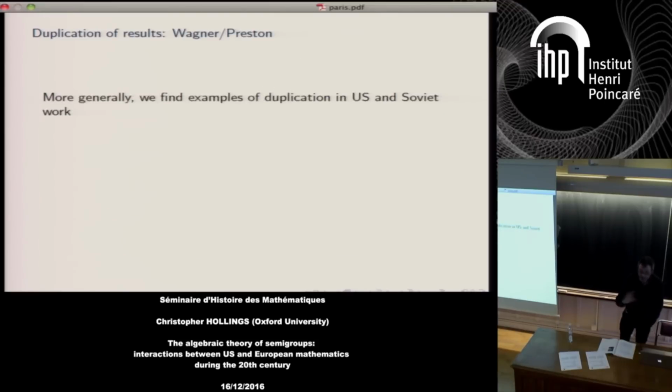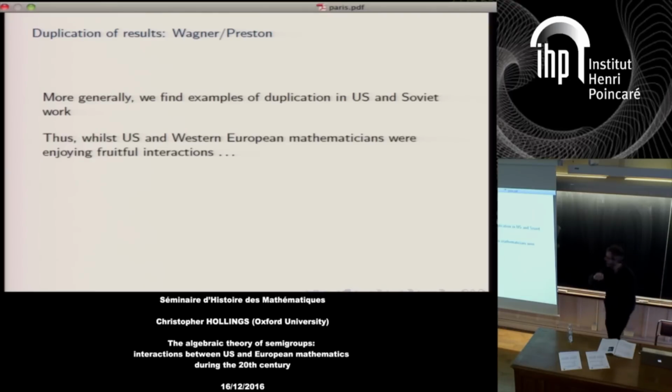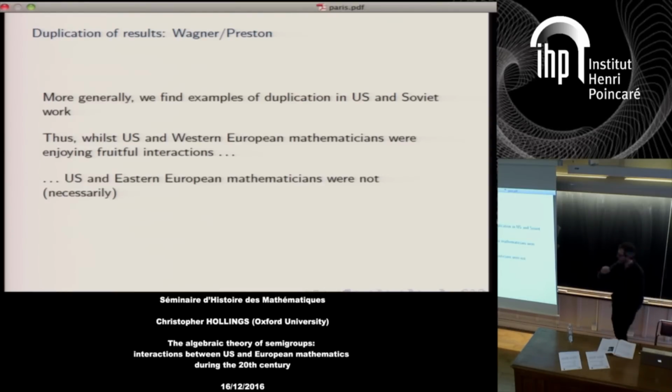And so more generally, going back to the US context, you also see this in duplication of US and Soviet work. At the same time, after, say, about 1950, when the theory was really well established, you have regular interactions between US and Western European mathematicians, but on the Eastern European side, that's not working quite so well. There's a lot of duplication here. So I thought that maybe this theme of US-European interaction needs this extra dimension, that there are two Europes in a way when we look at this.